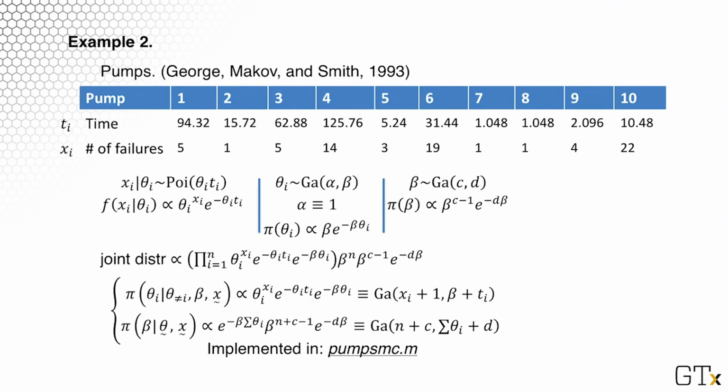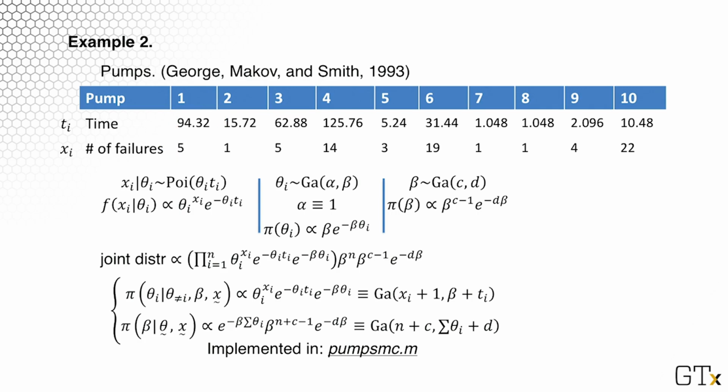The pumps data was analyzed in a similar fashion in the paper by Ed George, Udi Makov, and Adrian Smith in 1993, so the data come from that paper. And the data are the following. There are 10 pumps that are working correctly or failing, and the number of failures during an interval of time is monitored. So for example, pump 1 is working 94.32 time units, and during that time failed 5 times, and so forth for other pumps.